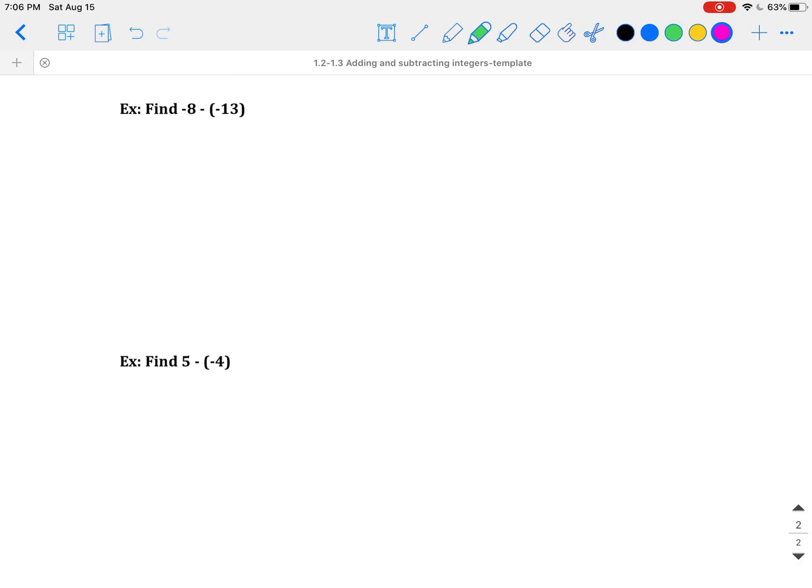Alrighty, find -8 minus 13. Wow, I really had to make a lot of drawing on myself, didn't I, with all of these big numbers? All right, so this is something I want to point out to you right here, because minus a negative, okay, what do we even do with two minus signs next to each other?